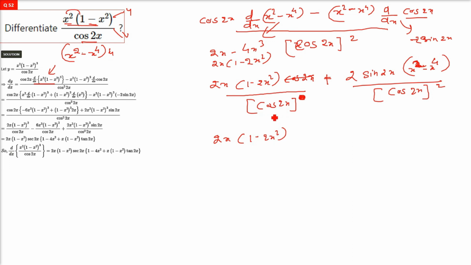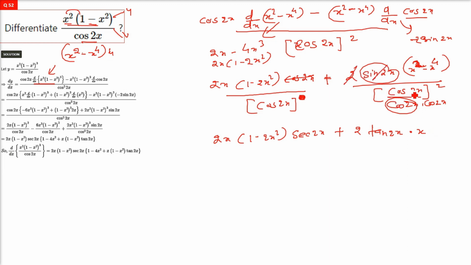Cos 2x you can bring up in the numerator. It will be sec 2x. So this is twice. And this is going to be, now sine 2x and 1 cos 2x can be combined because cos 2x whole square is cos 2x into cos 2x. So 1 sine 2x with cos 2x will be called tan 2x. And this is going to be x square minus x to the power 4. You can just directly write it, or you can take something common from here. You can take x common. I'll take all of it common.